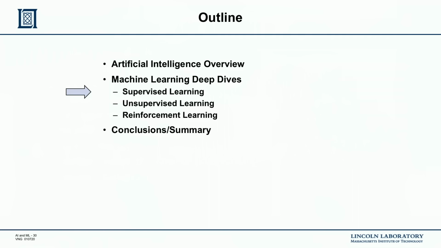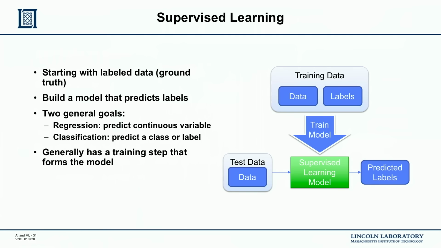So we'll just take a quick view into each of these different learning paradigms. The first is supervised learning. You basically start with labeled data, often referred to as ground truth, and you build a model that predicts labels given new pieces of data. And you have two general goals. One is regression, which is to predict some sort of continuous variable, or classification, which is to predict a class or label.